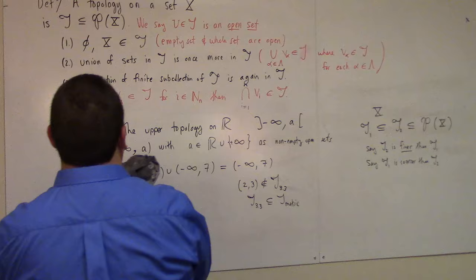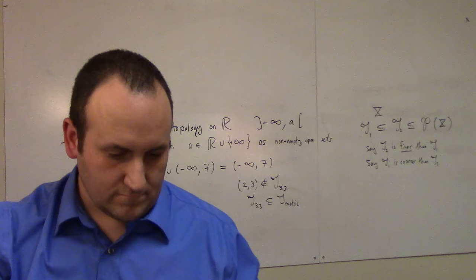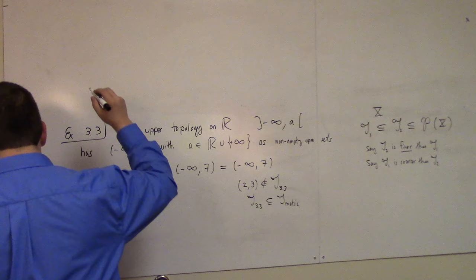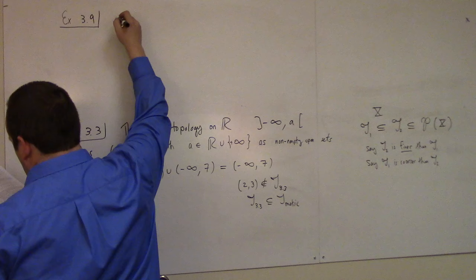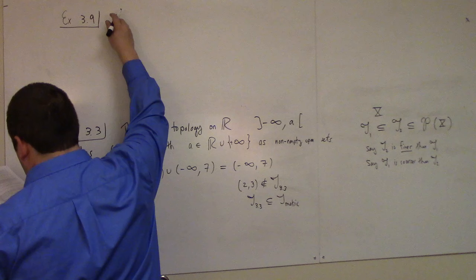I think you guys know the definition now. I can get rid of that. Okay, so another example of a topology on the real line, which is finer than the metric topology, is the lower limit line. This is example 3.9 in Manetti. I seem to remember suffering through a homework of this in my topology course. I did not enjoy it. All right, so here it is.